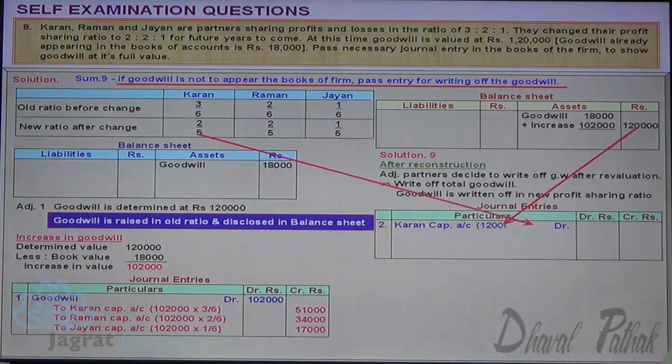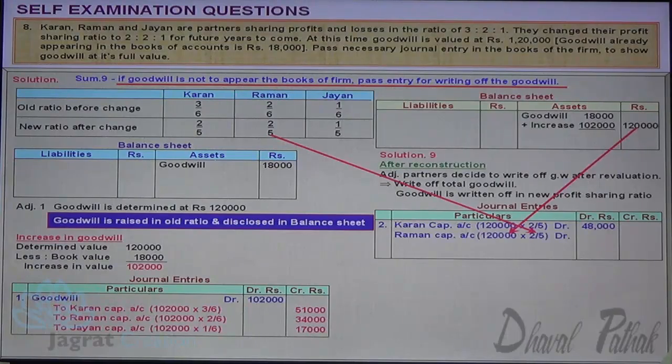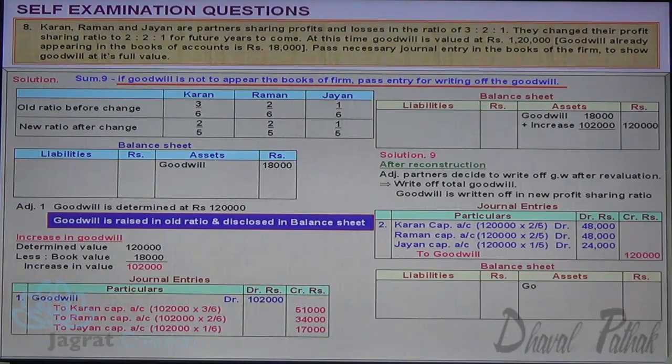So here, journal entry for writing off goodwill in the new profit sharing ratio. Current capital account debit, 1,20,000 into 2 by 5. Raman's capital account debit, 2/5 of 1,20,000. Giant capital account debit, 1/5 of 1,20,000. To goodwill account credit, 1,20,000. Now after you write off the goodwill, goodwill appears in the balance sheet at nil, observe it.